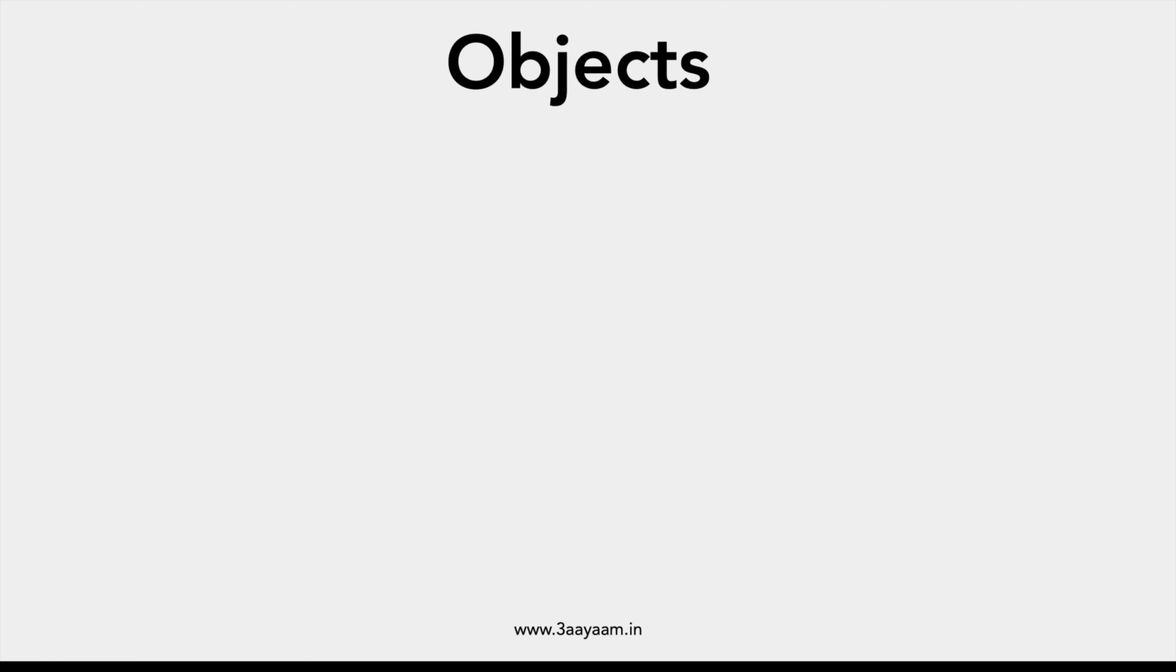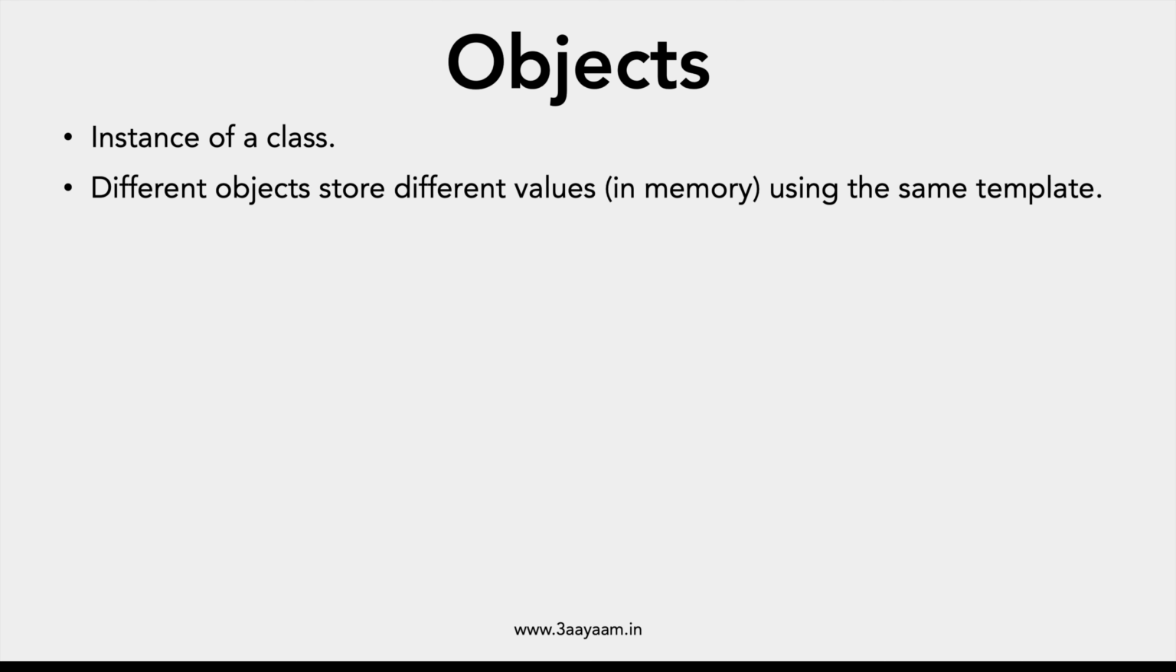Now, the actual action that we take on a class is after creating objects, and an object is an instance of a class. What I mean by that is, different objects store different values in memory using the same template. So in a class, we define the template or the blueprint, right? We do not use the class directly. We create objects using that particular class, which means that we create objects using the blueprint or template that is defined by the class.